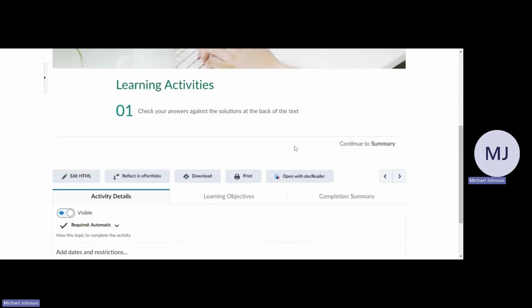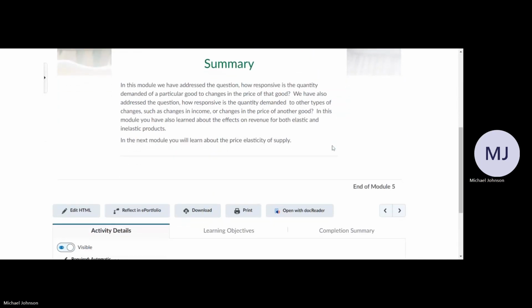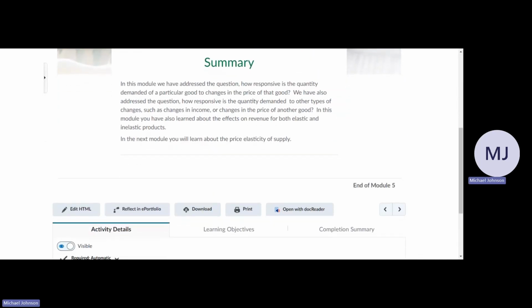So I recommend doing the MindTap activities and the textbook questions in order to be successful in this unit. So yeah, practice in the textbook and MindTap are key to being successful in this unit.